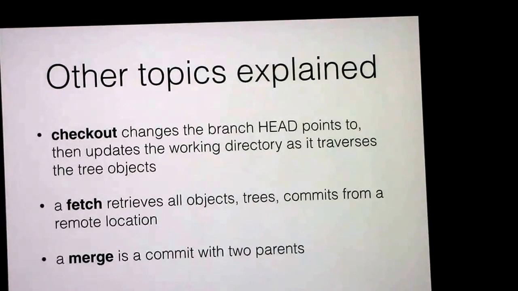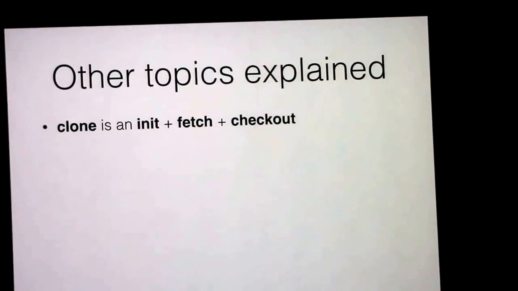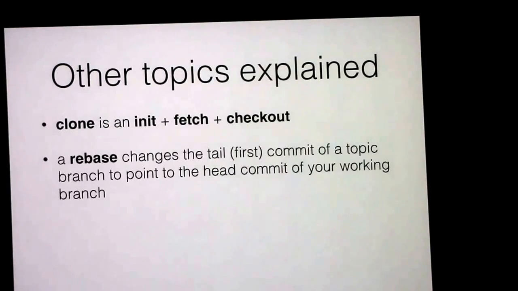A merge is a commit with 2 parents. So if you have 2 lines of history now that you pulled down from one, a merge is a commit that points to 2 things like this. And both lines are now merged in that one commit. A pull is a fetch plus a merge. A clone is an init plus a fetch plus a checkout. So when you did a git clone earlier, that's all you were doing. You did an init in a directory, pulled all the objects down, and checked out a certain branch.